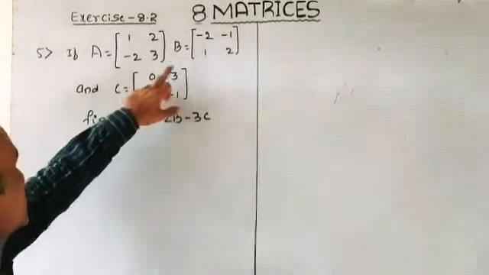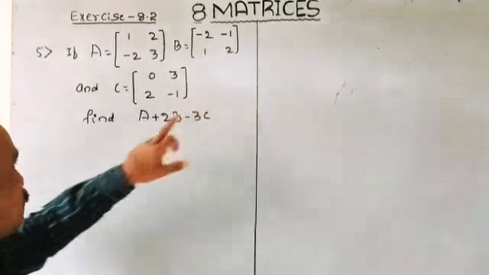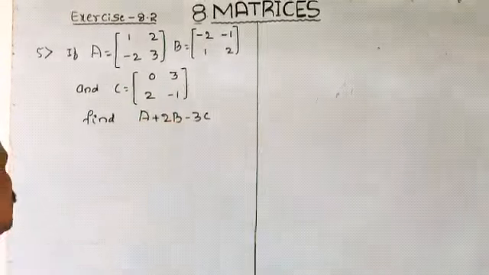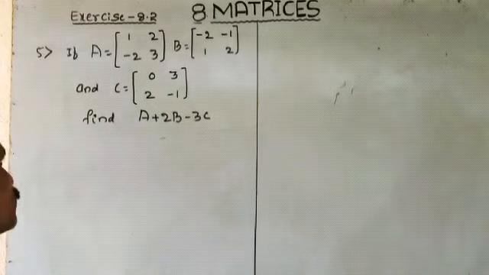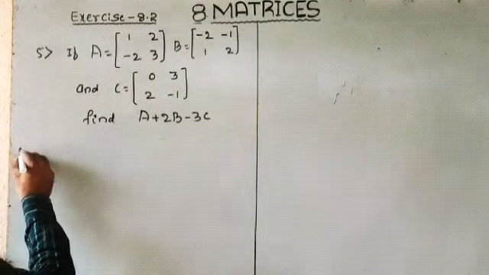A is the matrix 1, 2, minus 2, 3. B is equal to minus 2, minus 1, 1, 2. C is equal to 0, 3, 2, minus 1. Find the value of A plus 2B minus 3C. That's the solution.